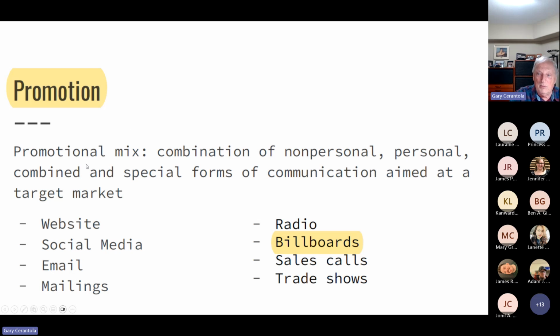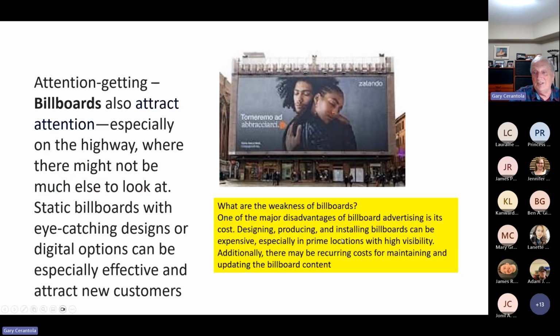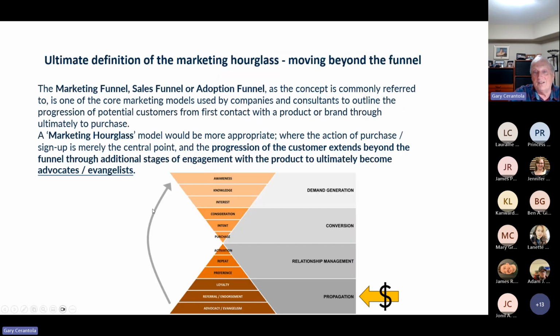Just a little bit about promotion. There are different ways, especially when I talked about the customer journey, you need to find them where they are. You need to be with them where they are. You need to communicate with them where they are. But billboards are a little bit of a risky business. It's a lot of money to design and produce these billboards, and they'll attract attention on a highway, but there may not be much else to look at, and people don't remember stuff, so it's not that great of a deal.